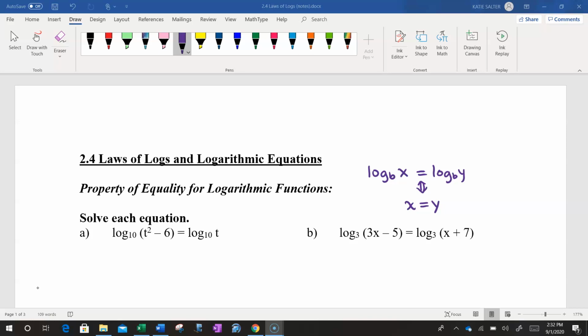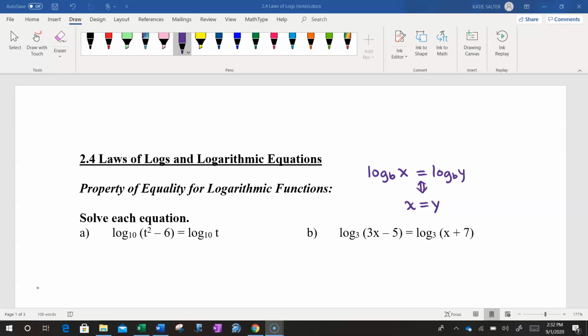And guys, notice this little arrow right here. This goes both ways. Later in this unit, we will have situations where we have an equation and we take the log of each side of the equation to solve the problem. So you need to understand that this property is an if and only if statement. It works in both directions.